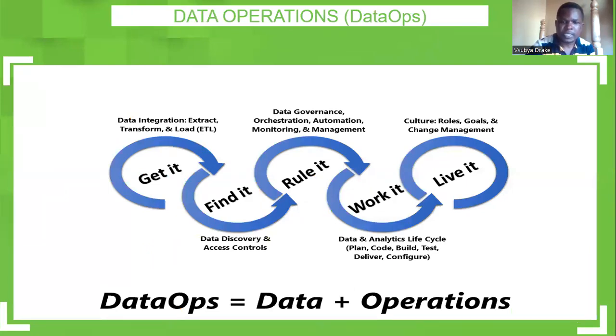Then DataOps, that is data plus operations. These are all the operations done on data. Then that is extracting the data, transforming data into valuable insights, then discovering the trends, and then access controls in this data. Then data governance, that is automation, monitoring and management of any kind of data. For our case, these are going to be images of plant leaves.